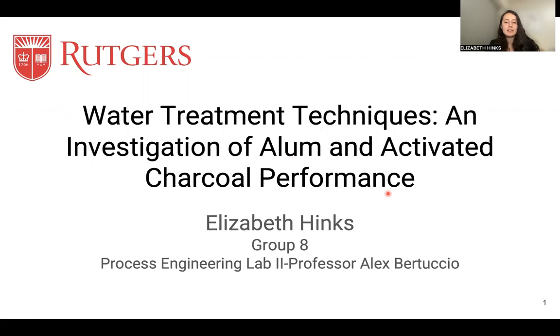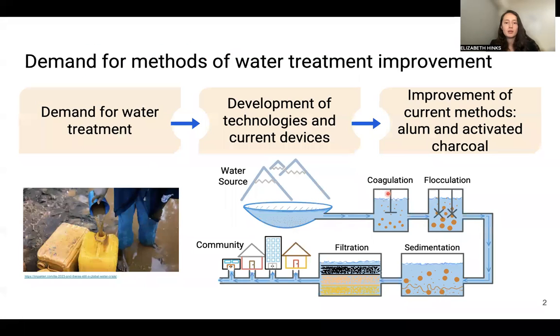I will be discussing the design of an experiment that explores the different factors influencing water treatment techniques using alum and activated charcoal. In order to better understand the motivation for this work, it is important to understand the depth of the global water crisis.